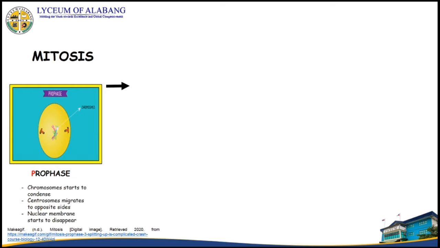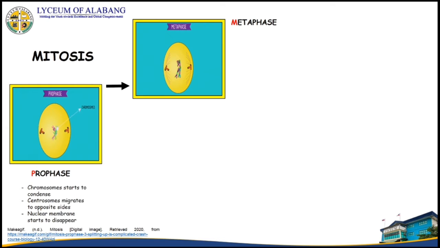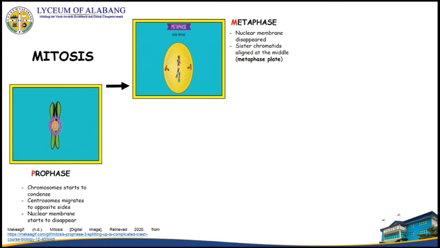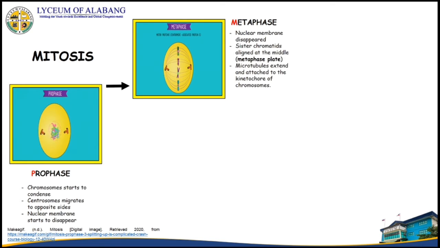In metaphase, the nuclear membrane has already disappeared and the chromosomes, or the sister chromatids, start to align at the middle part of the cell, or what we call the metaphase plate. The metaphase plate is just a term used to describe the plane where the chromosomes line up. A microtubule is also extended to each chromosome and attached to its kinetochore.